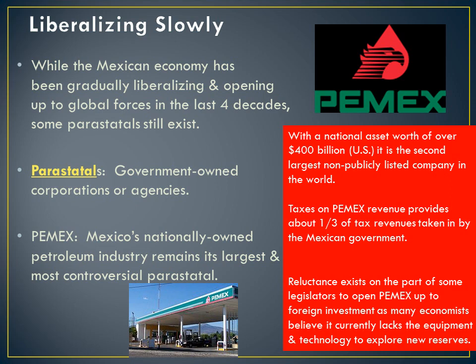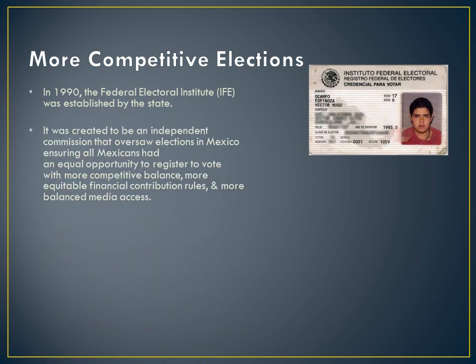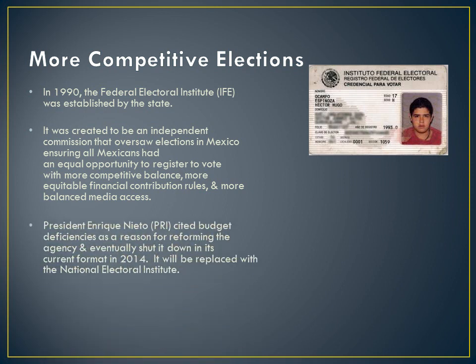Part of the reason the PRI does not dominate Mexican politics in the way that it once did is that elections have become more competitive. In the 1990s, the Federal Electoral Institute was established. This was supposed to be an independent commission that oversaw all Mexican elections, ensuring opportunities for suffrage rights for all Mexican people. It also put in more equitable financial contribution rules and a more balanced media access process.